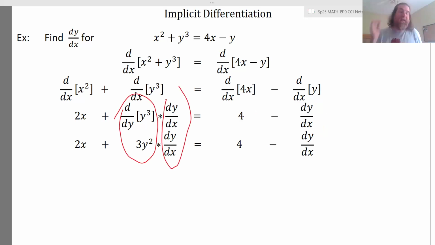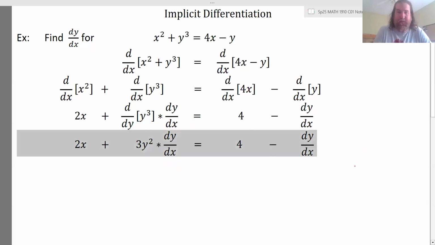And again, I do not know what the expression is for dy dx. I'm not supposed to. That is the objective. So I'm not supposed to know what dy dx is yet. I'm trying to find what it's equal to. Okay, I didn't have anything to simplify on the right side just yet, so there we go.